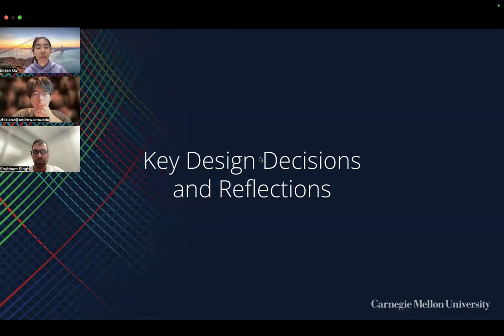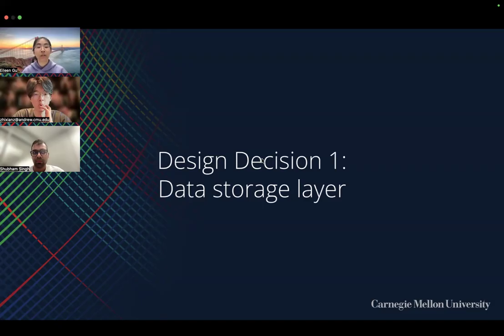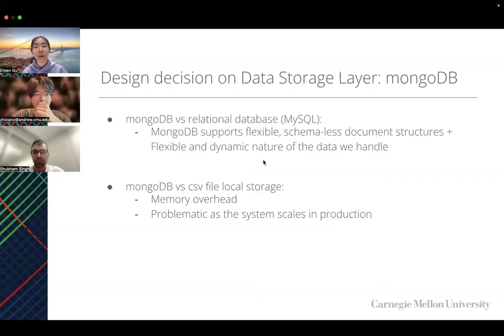Next, we'll go through the key design decisions and also the reflections. First, we will talk about the data storage layer we use in our project. We use MongoDB as our major source for the data storage layer. Compared to the relational database MySQL, MongoDB supports much more flexible, schemaless document structures. So it better fits the flexible and dynamic nature of the data we handle.